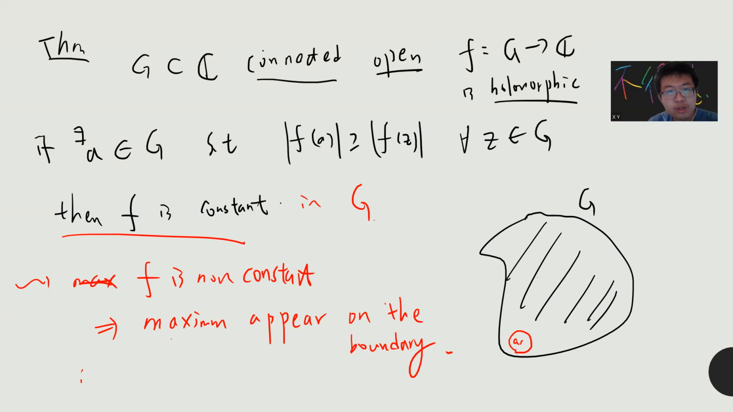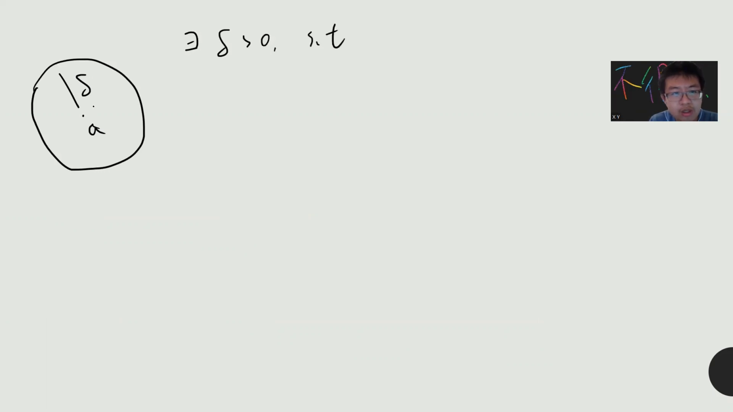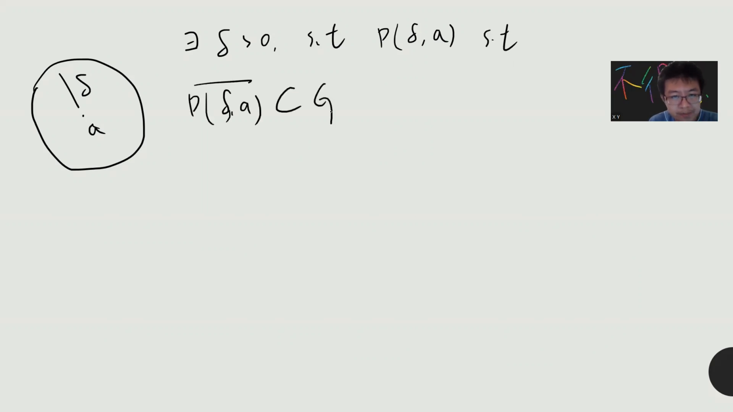Okay, so let's go through the proof. The proof is very simple. This is why I chose G to be open. Let's say this is G and this is a. Since G is an open set, a is an interior point. So there is a small radius delta greater than 0 such that the open disk D(a, delta), centered at a with radius delta, lies inside G.